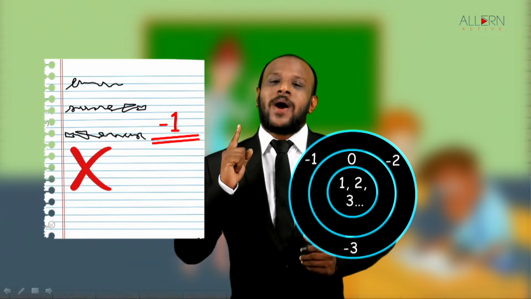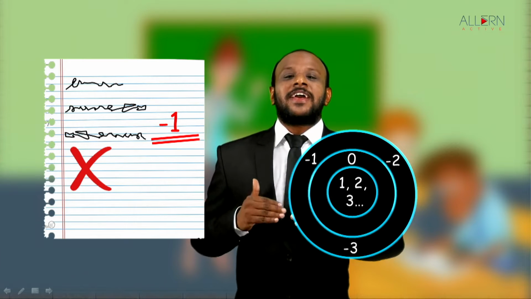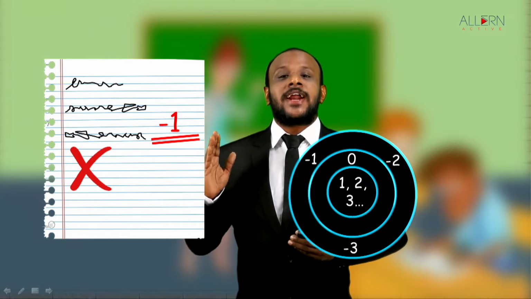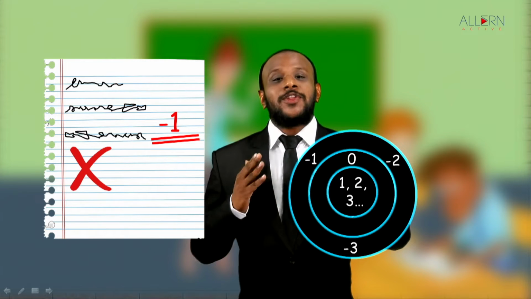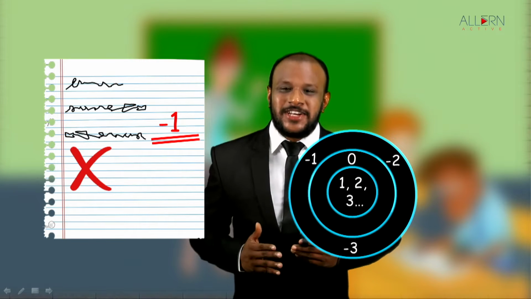So now we have expanded the list of numbers. Initially we had just 1, 2, 3. Later we understood what 0 is. Then we expanded our list to whole numbers. Then later we got to understand what -1, -2 and -3 and so on are, and those sets of numbers are called integers.